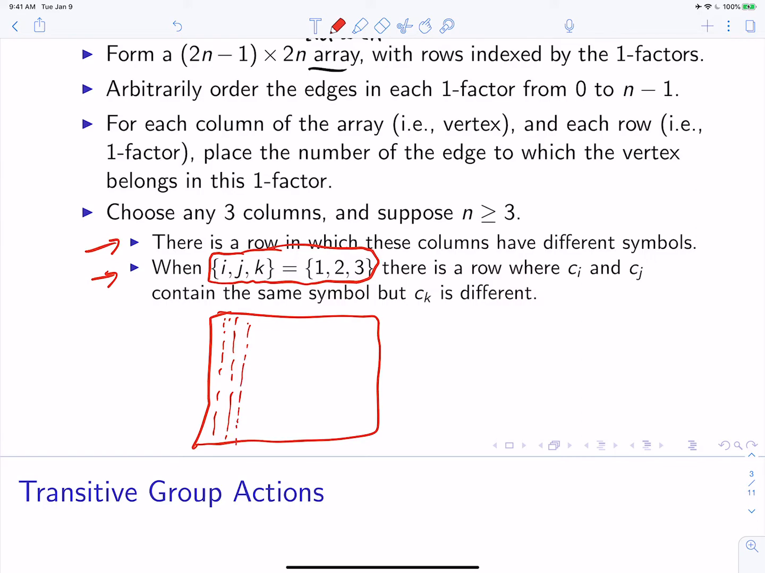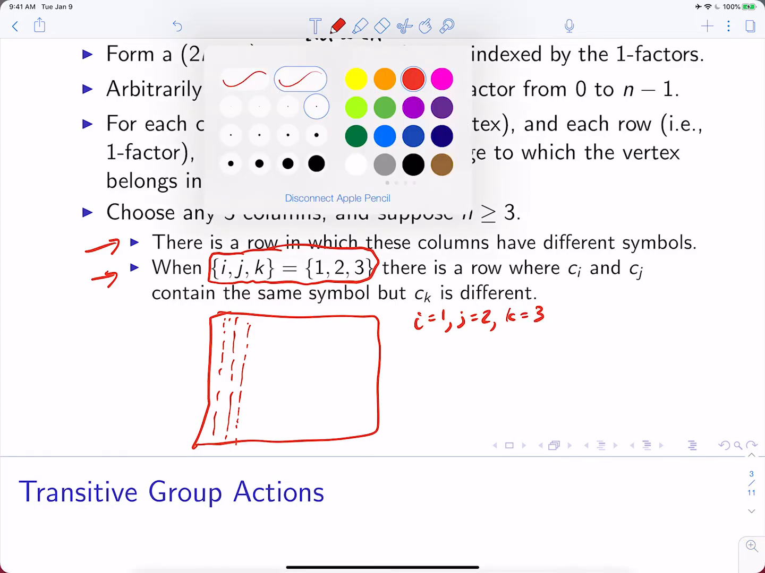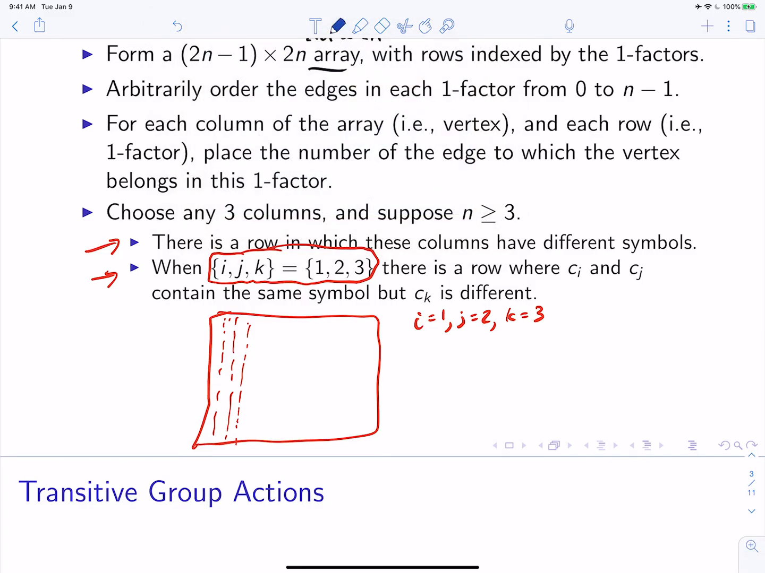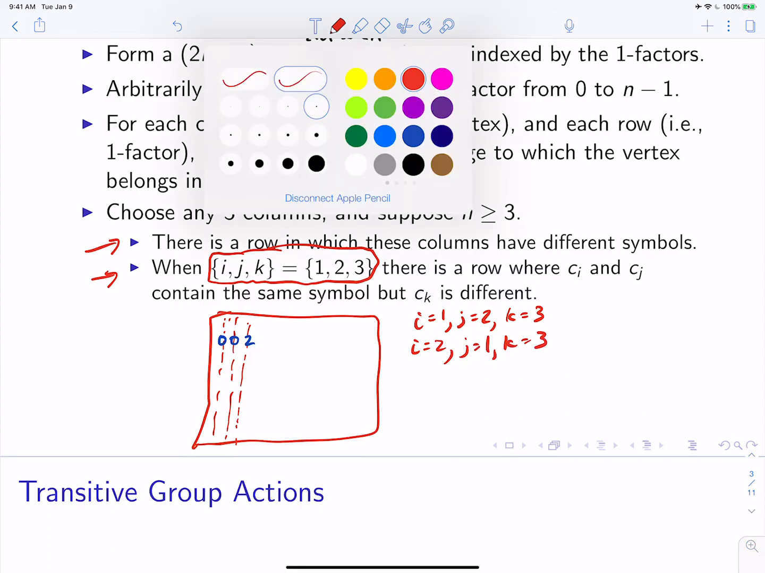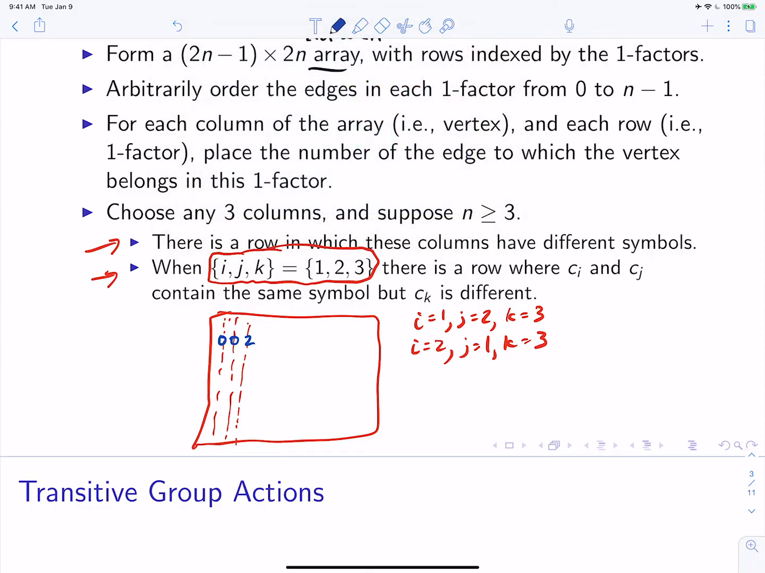And then what we guarantee is, let's just look at the case when i is 1, j is 2, k is 3, which means that in the first two columns, we're going to get a value that's the same, say 0, for example. And then in the third one, we will have a different value there. Let's just say 2. In the second scenario, maybe we have i equal 2, j equal 1, k equal 3. Then what this says is that, again, i and j have the same value and k has a different value.